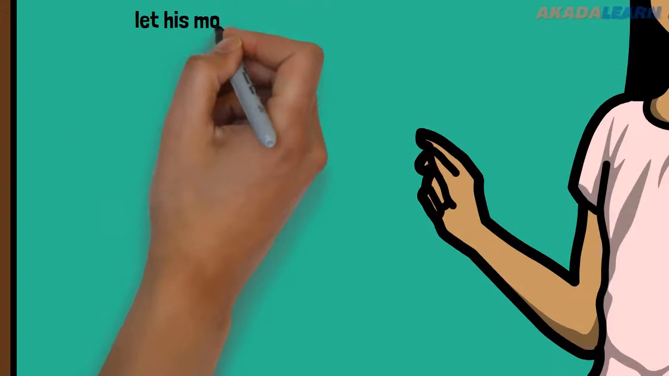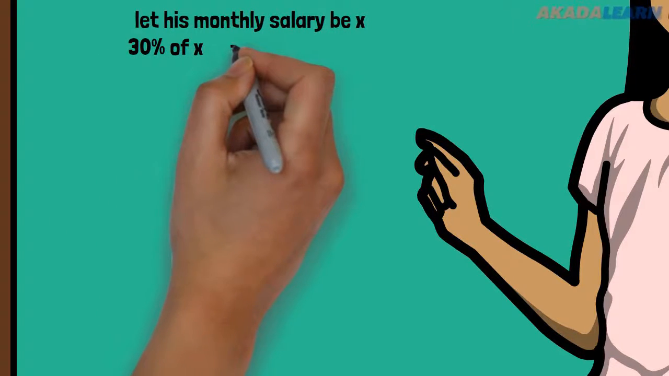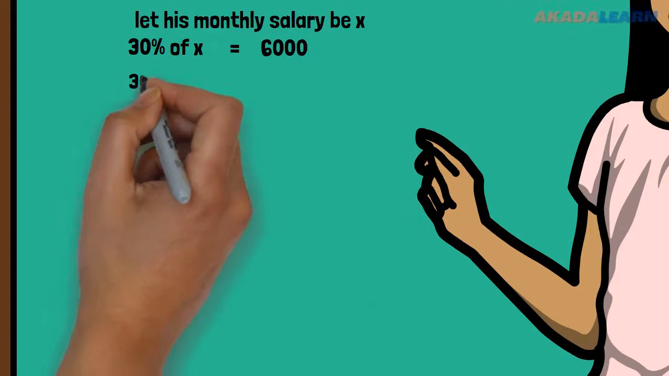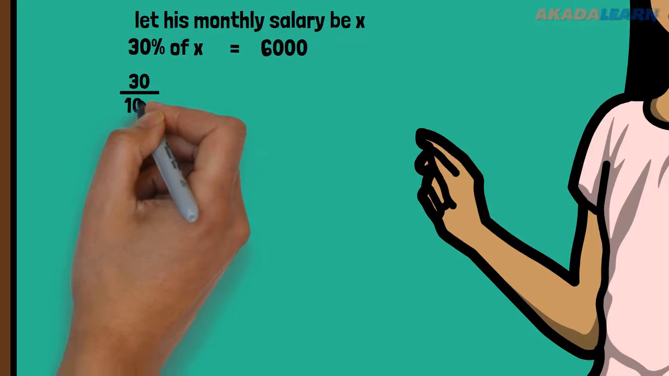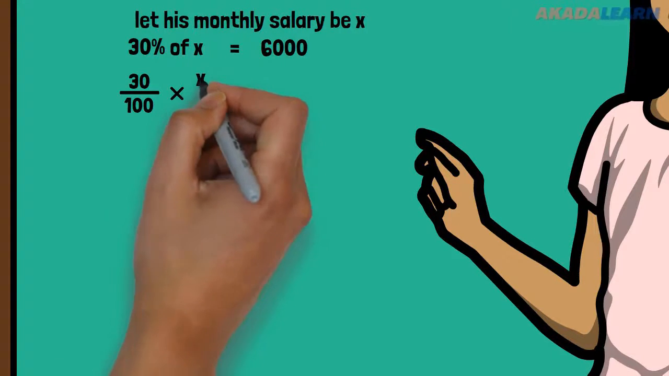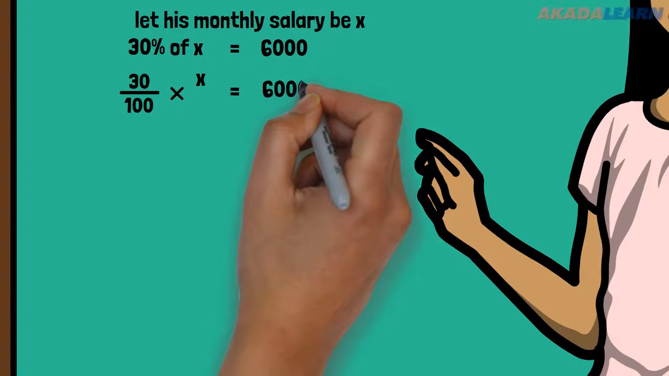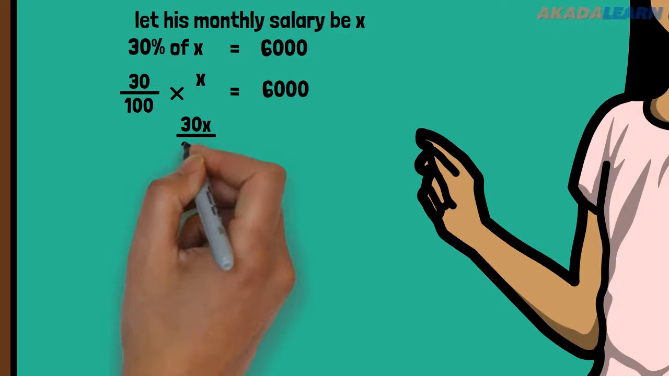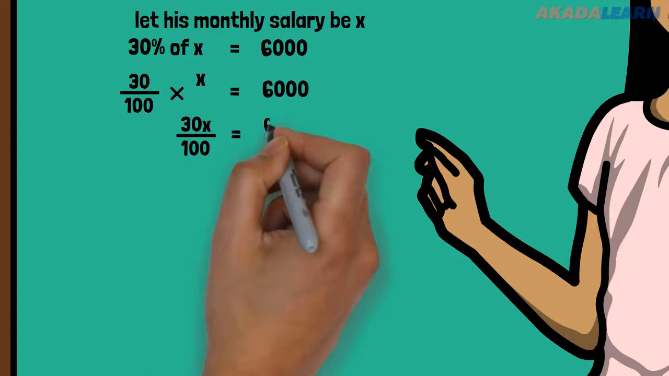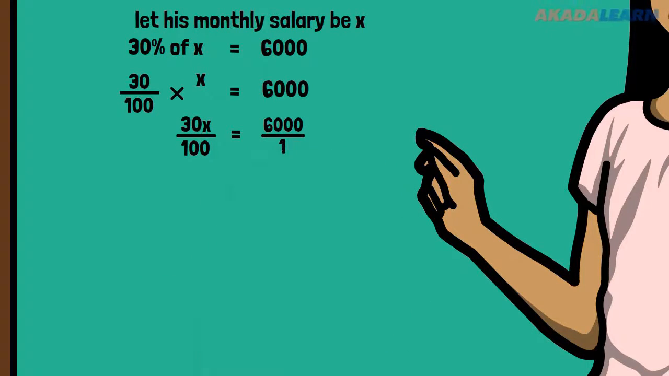So let's begin. So let his monthly salary be x. So 30% of x is equal to 6,000. So 30 over 100 times x is equal to 6,000. So 30x over 100 is equal to 6,000, so that's 6,000 over 1.